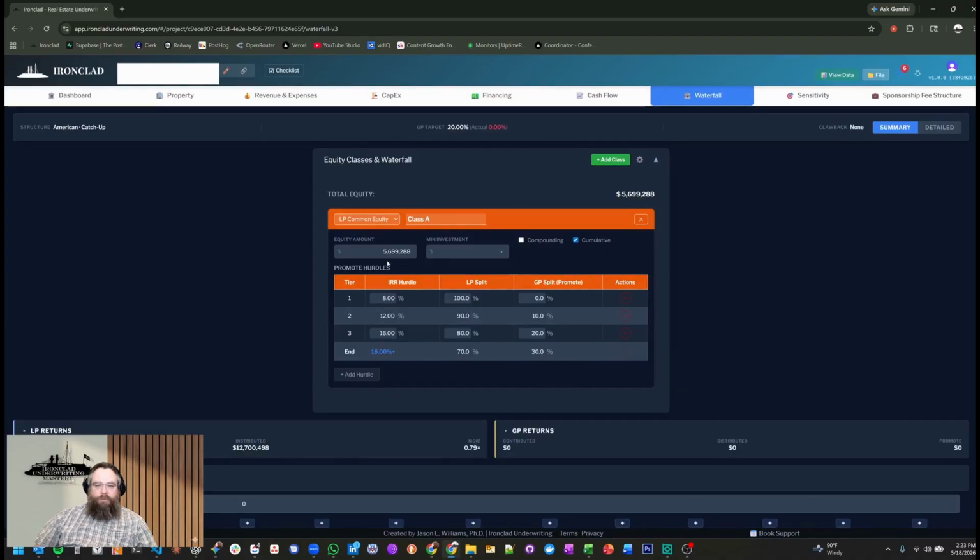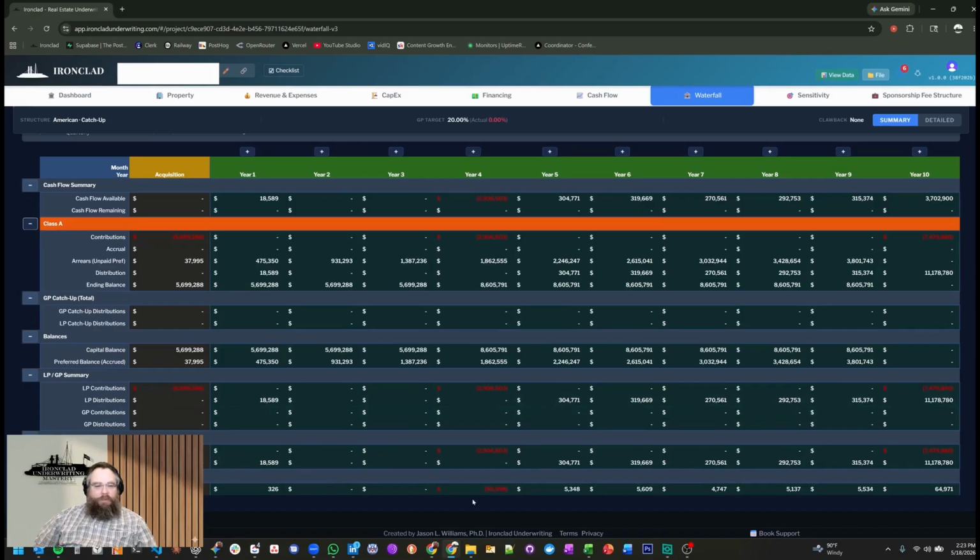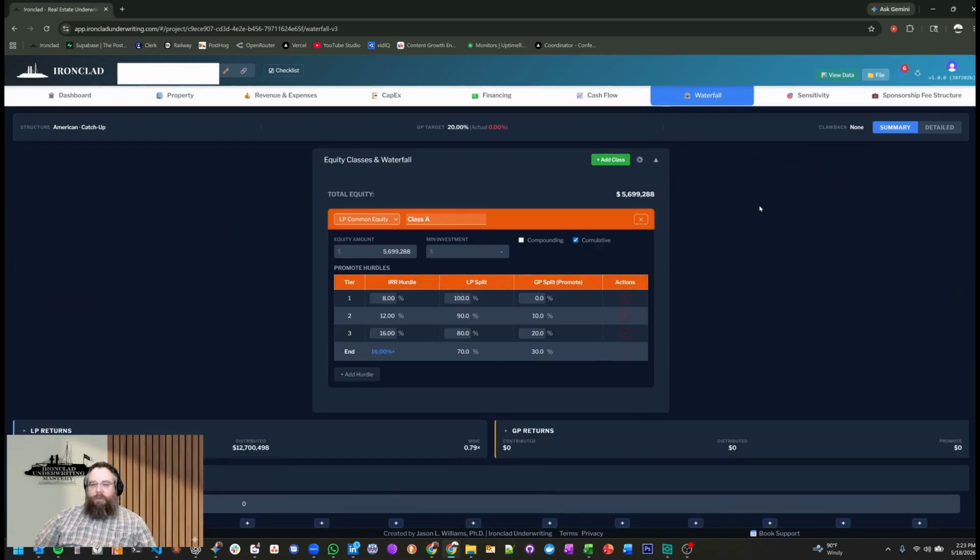So now it pulls in what the required equity is to close. If you had multiple ones, you would come in and you put that amount in here. So it calculates everything properly. It uses the IPLA calculation standards, which is the International LP Association, something like that.